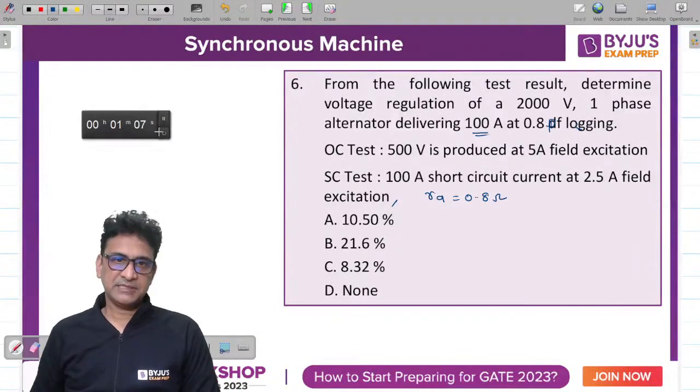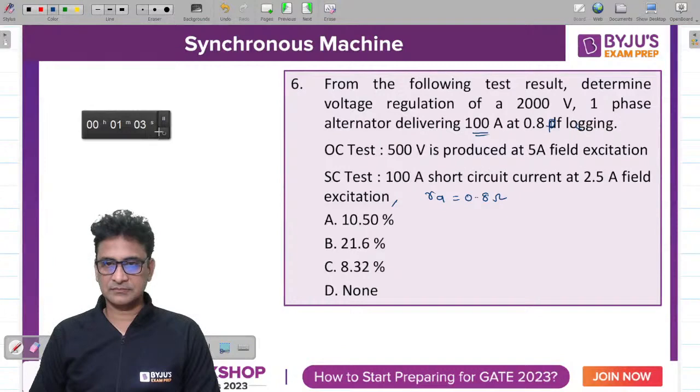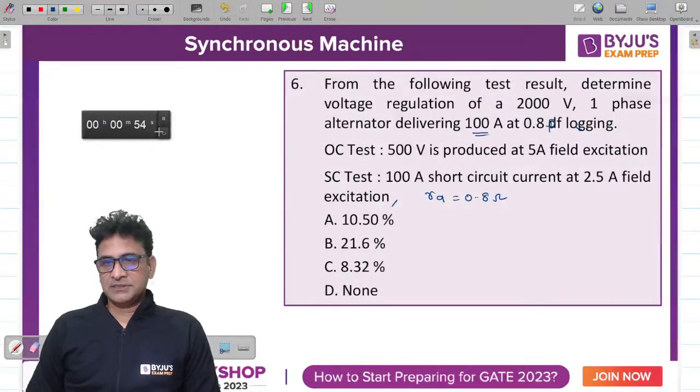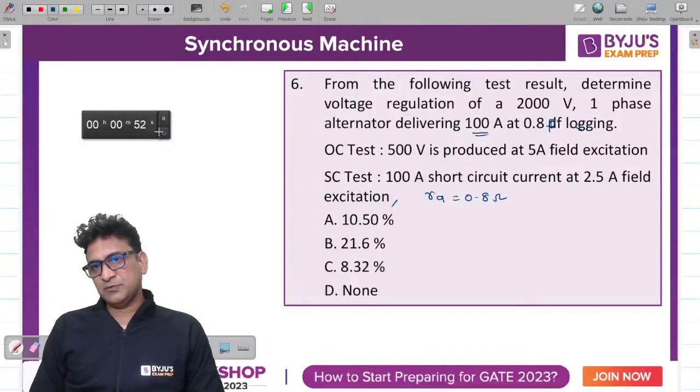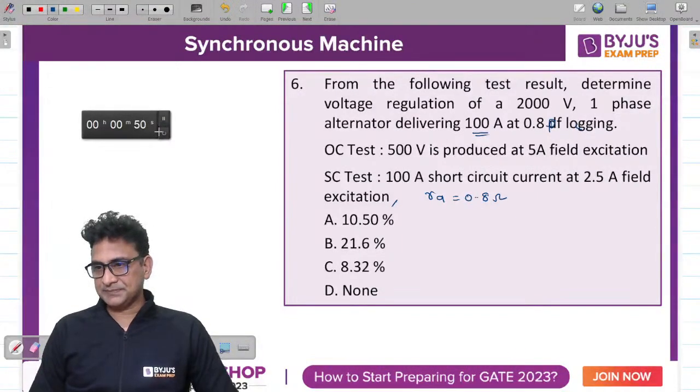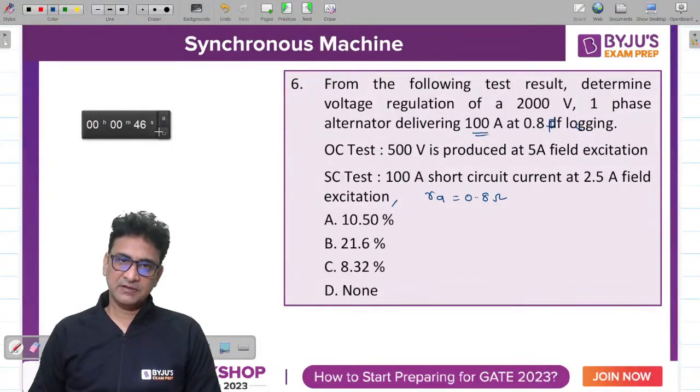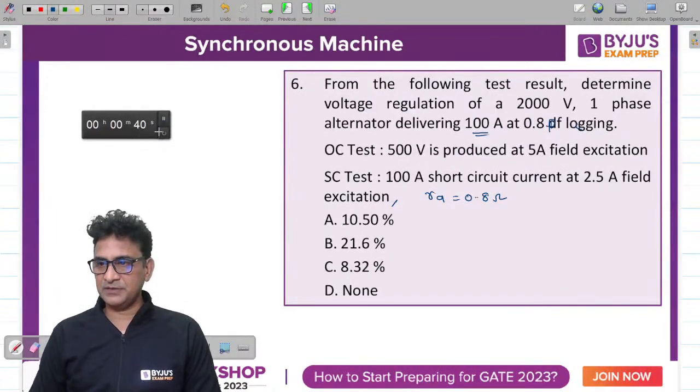Still you are left with 1 minute 7 seconds. This question is based on how to find out the voltage regulation of an alternator. Voltage regulation means the change in the voltage when load is changed. How much the voltage will increase or decrease when you suddenly remove the load.